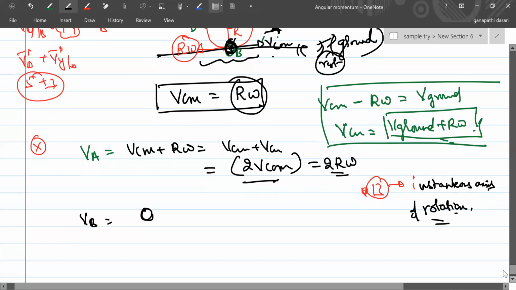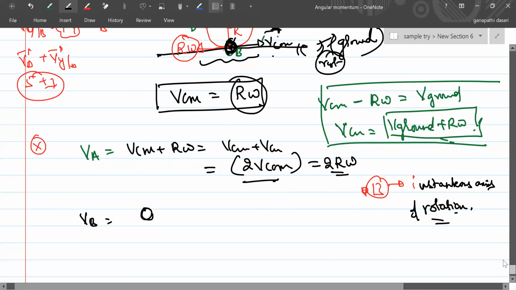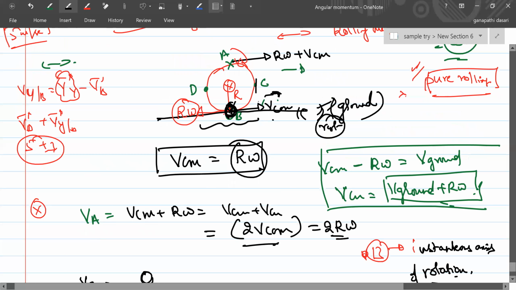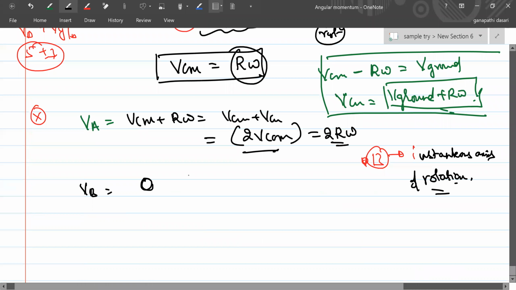Then what is the velocity of C point and D point? You see here, C point will have velocity like this, D point will have velocity like this. D point will have a resultant velocity like this because V center of mass will be like this, R omega will be like this. So the answer is root over V square plus V square, root 2 V center of mass. C point also will have root 2 V center of mass, but direction will be different for both of them, right?